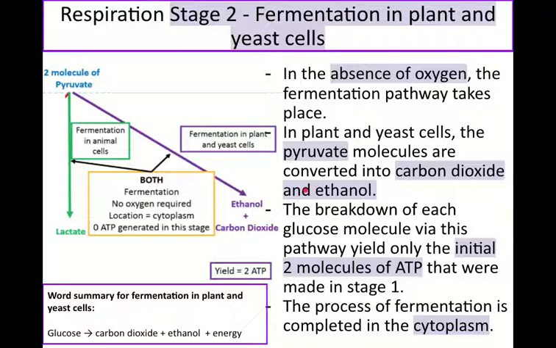Instead, in plants and yeast, the pyruvate molecules from stage 1 are broken down into carbon dioxide and ethanol. Now, there's 2 ways to remember this.